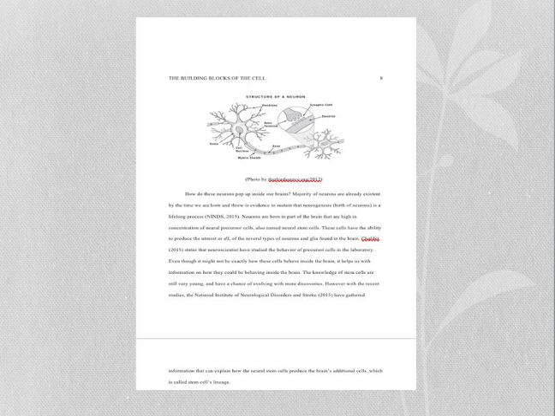The knowledge of stem cells is still very young and has a chance of evolving with more discoveries. However, with the recent studies, the National Institute of Neurological Disorders and Stroke, 2015, has gathered information that can explain how the neural stem cells produce the brain's additional cells, which is called stem cell lineage.